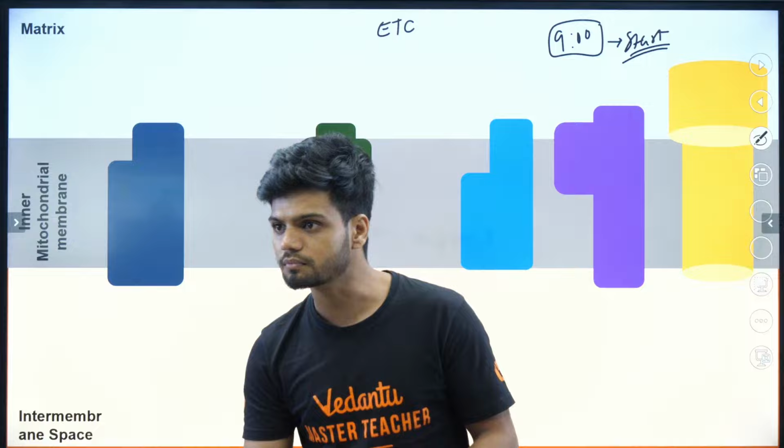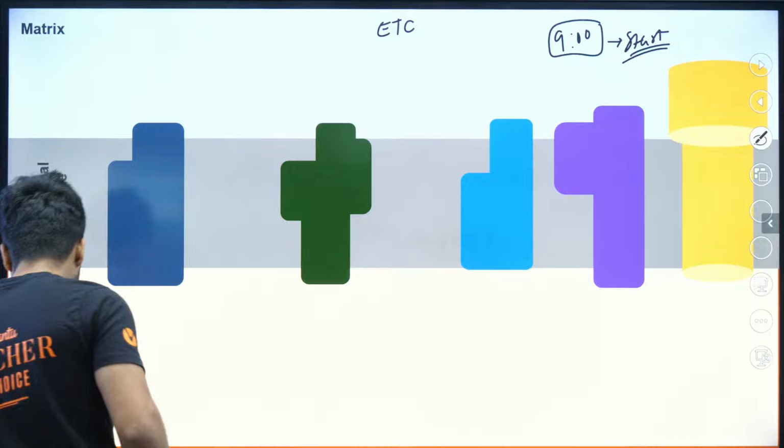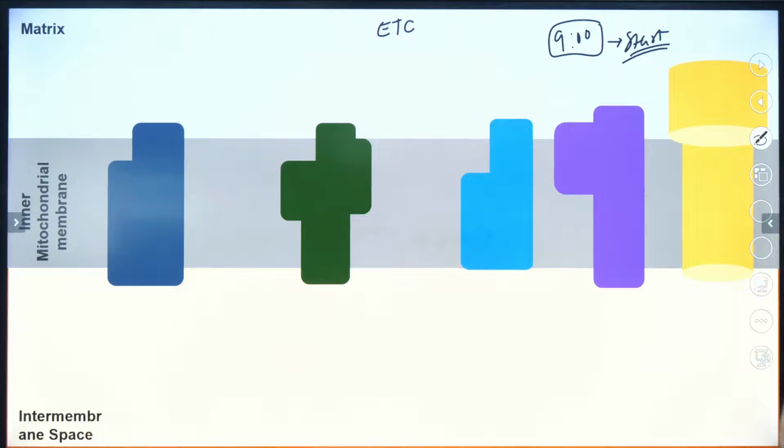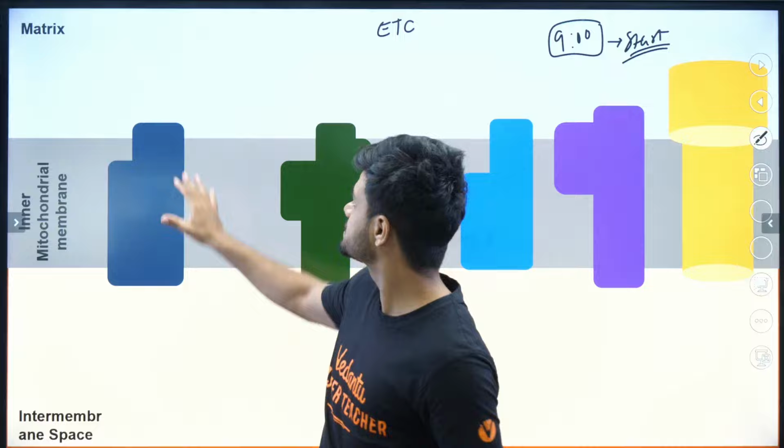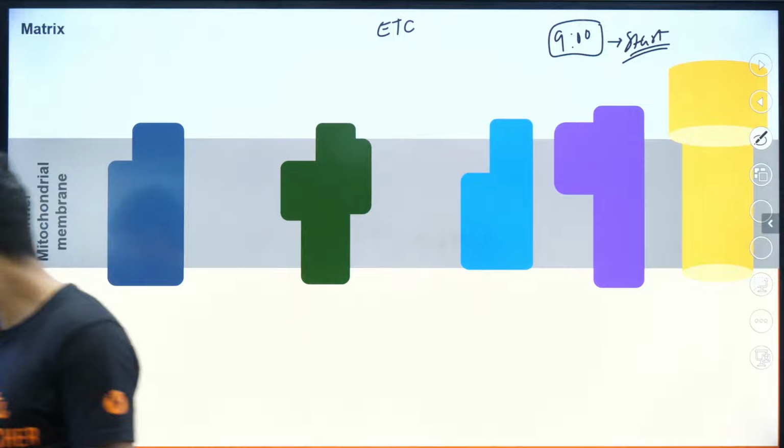Okay, so we'll take a 10 minutes break now. After 10 minutes we will start with your electron transport chain. Clear? By the time I come back, I want every one of you to at least write this diagram. Okay? Write this diagram. See you in 10 minutes.